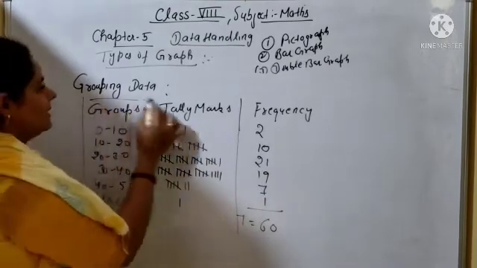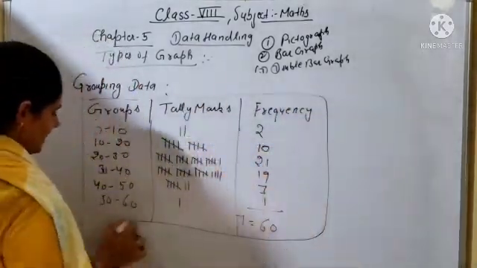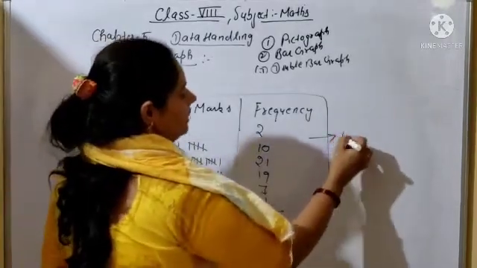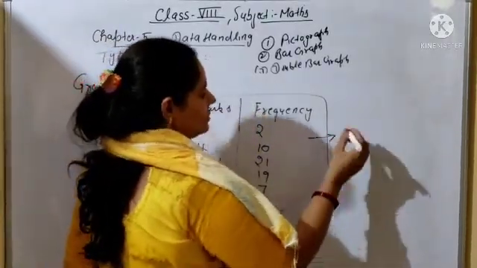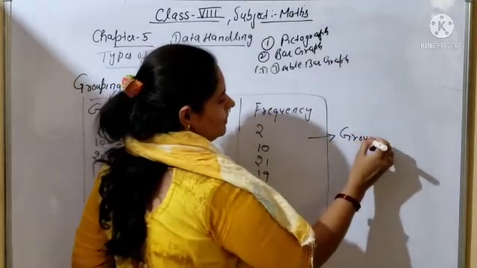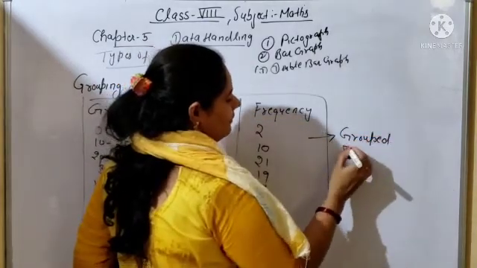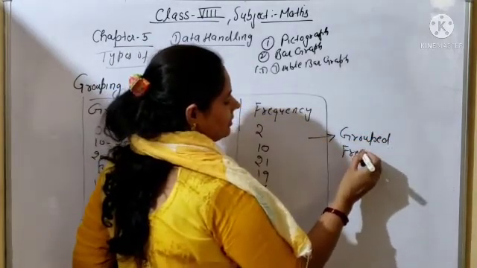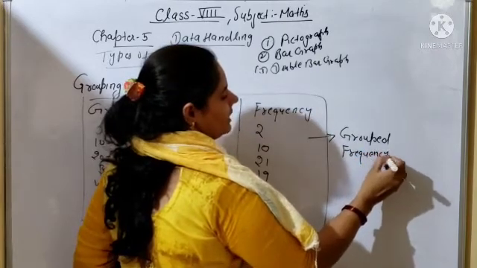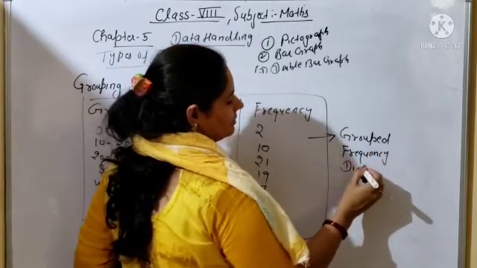And this complete table is called the grouped frequency distribution table.